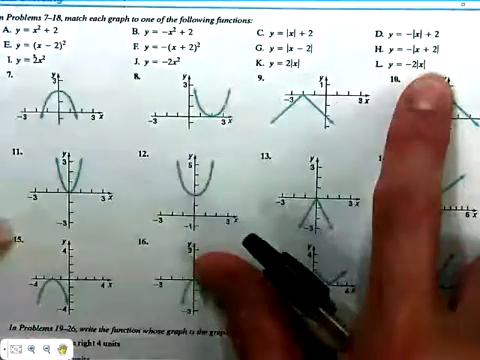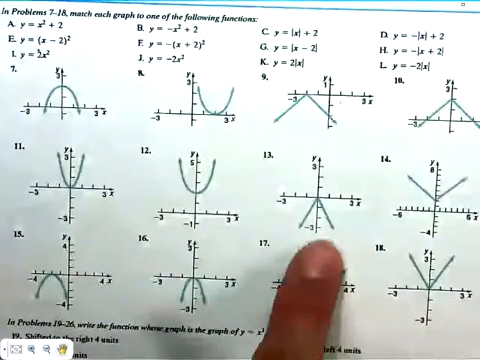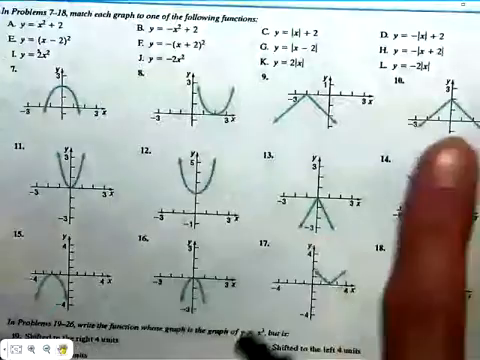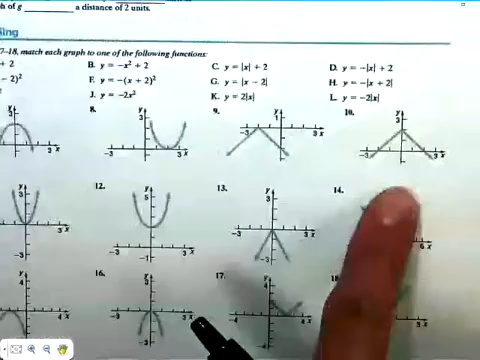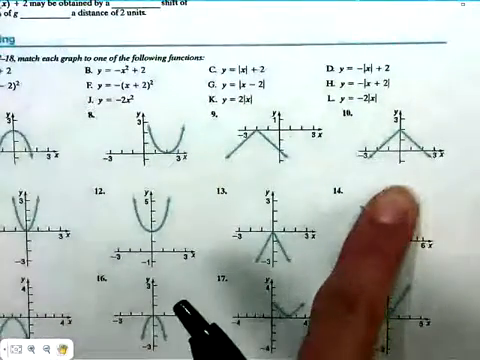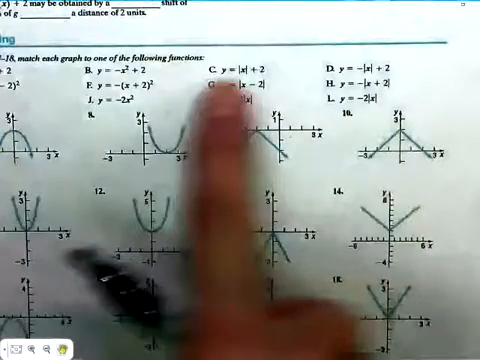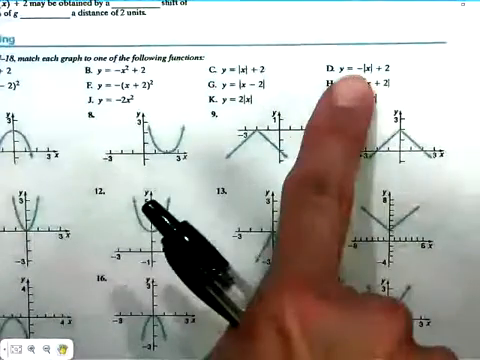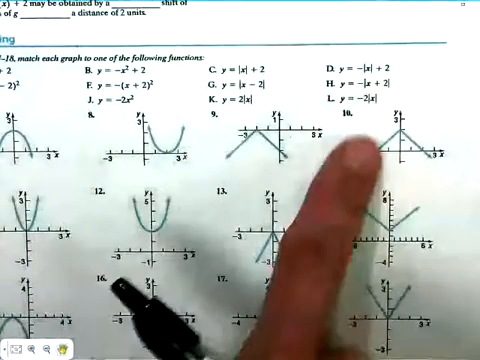I'm sorry, what? Because it's more narrow? Yes. Okay. What about 10? It's an upside down V shape, so it also has a negative coefficient, but the V has been shifted up 2 units. Which letter is it? D. Negative makes it upside down. The plus 2 on the end shifts it up 2. So 10 is D.